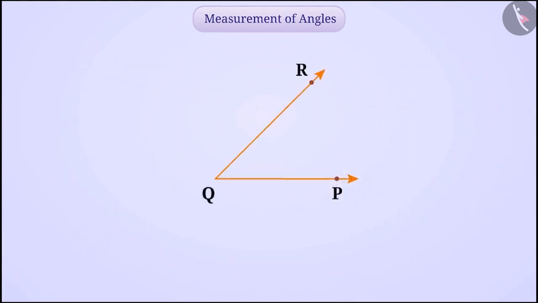Look, here is ray QP and ray QR. They are starting from the same common starting point Q and create an angle PQR. Here, point Q is the vertex of angle PQR. Similarly, ray PQ and ray QR are the sides of the angle PQR. Let us find the measurement of this angle.